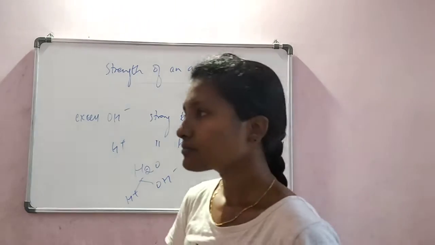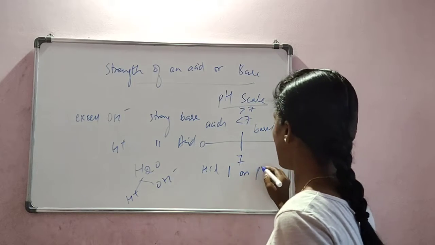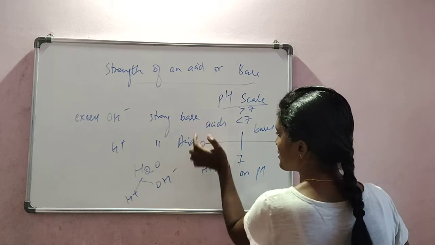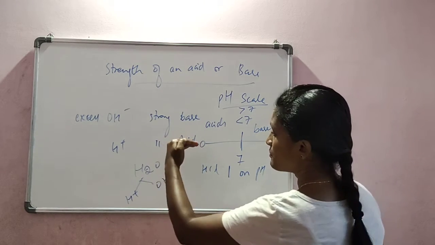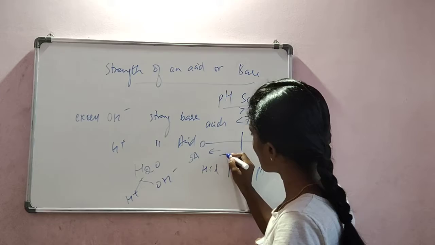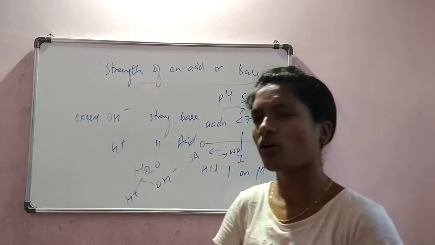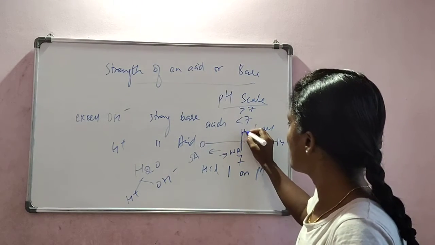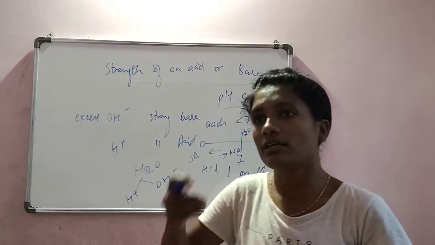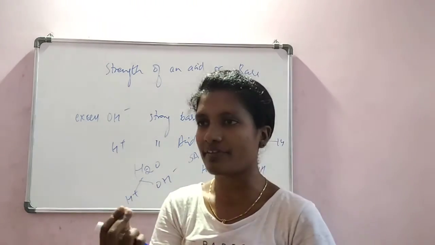So if I say hydrochloric acid showed 1 on the pH scale, then we call that a strong acid, because as it moves nearer to 0, it is a strong acid. As it moves nearer to 7, it is a weak acid. This side is all strong acids, and coming this side is all weak acids. When it comes to 7, it is neutral, a neutral compound, that is water. If you check the pH of water, it gives exactly 7. If you take distilled water, it shows 7 in measurement.